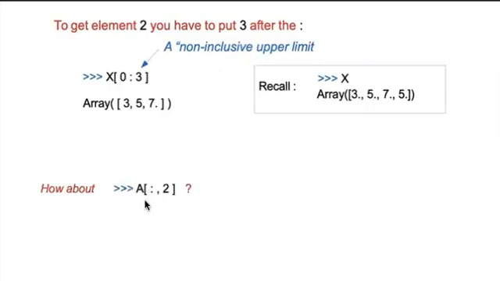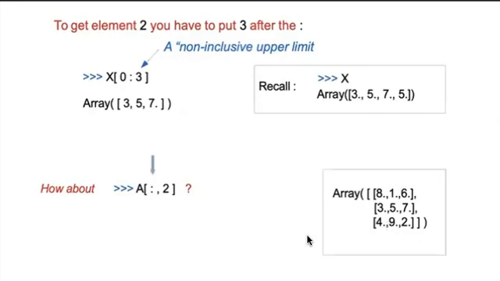How about colon comma 2? What does this access? If you recall, A was this multidimensional, 3-dimensional array to be exact. Nothing before the colon means that you want to access all the rows. The second number represents the column. So here we are saying that we want all the numbers for column 2. We want 6, 7, and 2. When we want all the rows, we just need to add a colon and nothing before the colon.